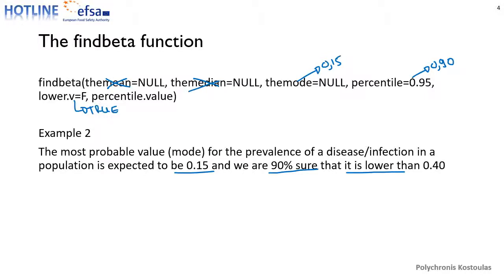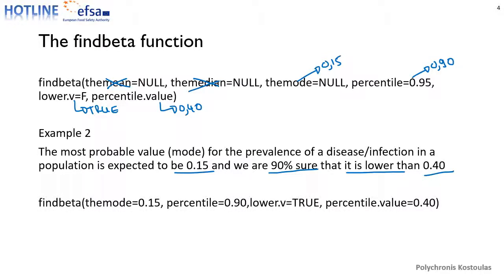It is lower than 0.40. So the percentile value is 0.40, right? This is how the find beta function looks in this case. Again, try it in R and see which beta you can get.